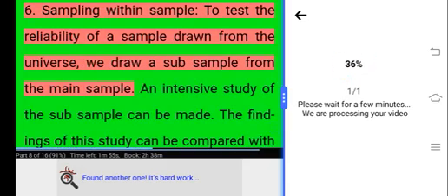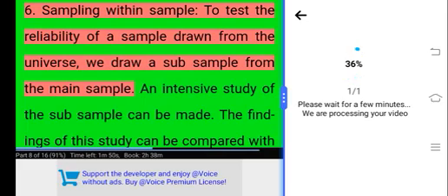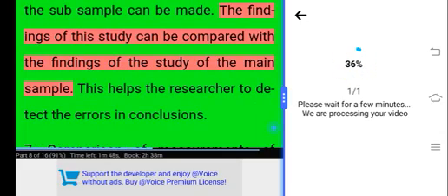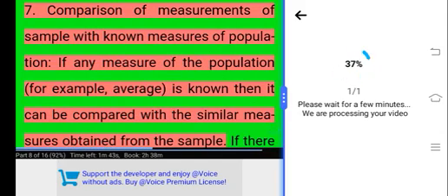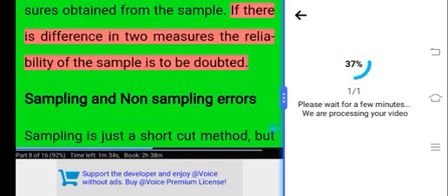6. Sampling within sample. To test the reliability of a sample drawn from a universe, we draw a subsample from the main sample. An intensive study of the subsample can be made. The findings of this study can be compared with the findings of the study of the main sample. This helps the researcher to detect the errors in conclusions. 7. Comparison of measurements of sample with known measures of population. If any measure of a population, for example, the average, is known, then it can be compared with the similar measures obtained from a sample. If there is a difference in the two measures, the reliability of the sample is to be doubted.